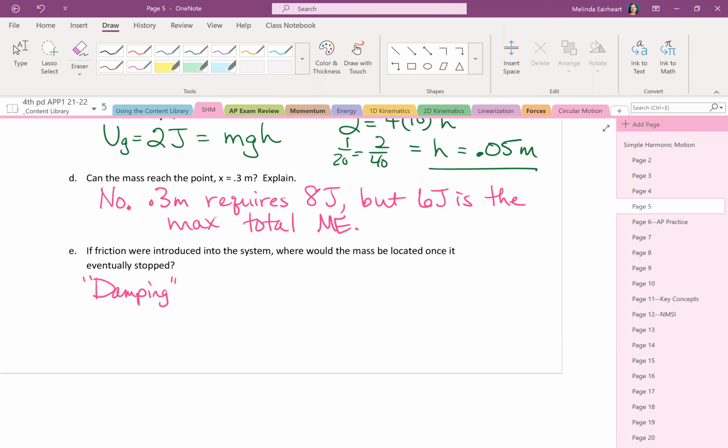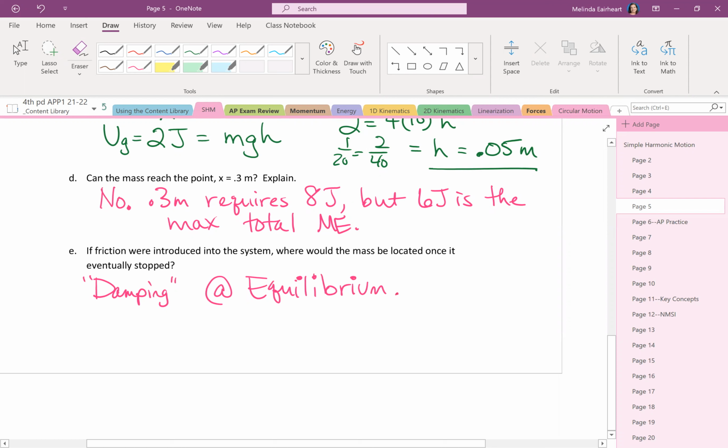Now that's the opposite of what you want in a car. When you drive over a speed bump, do you want to sit there and go bounce, bounce, bounce, bounce, bounce? No, we want to minimize the bounce. We want good shocks, right? That's all damping, okay? It can be a good thing. It can be, I guess, not a good thing. But here, what if damping occurred? If we turned friction on one of those sims, where would the mass be located once it eventually stops? We know this. At equilibrium, its resting place. Resting place, happy place, whatever you want to call it there.